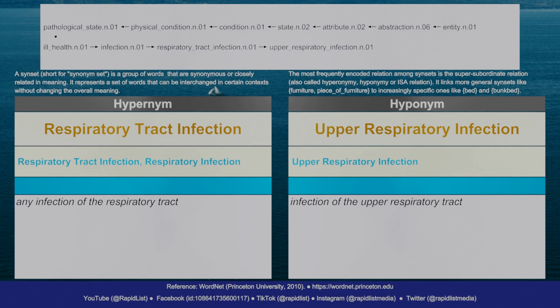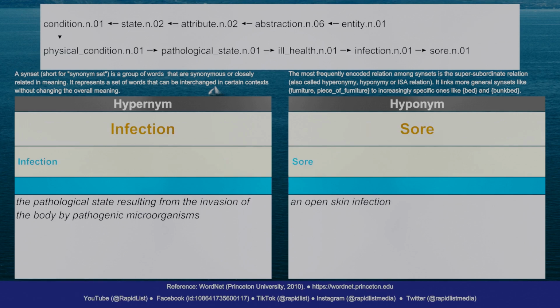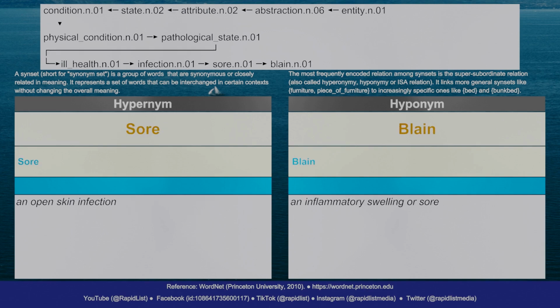Upper respiratory infection. Infection of the upper respiratory tract. Sore. An open skin infection. Blain. An inflammatory swelling or sore.